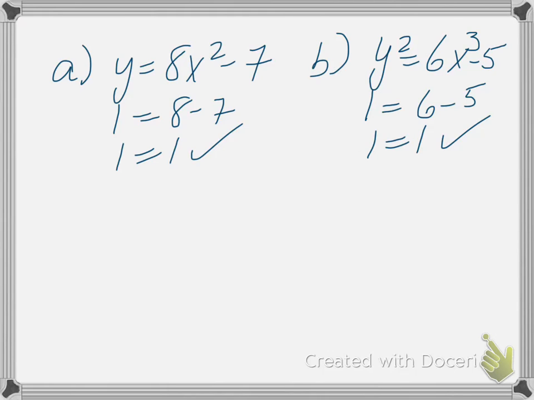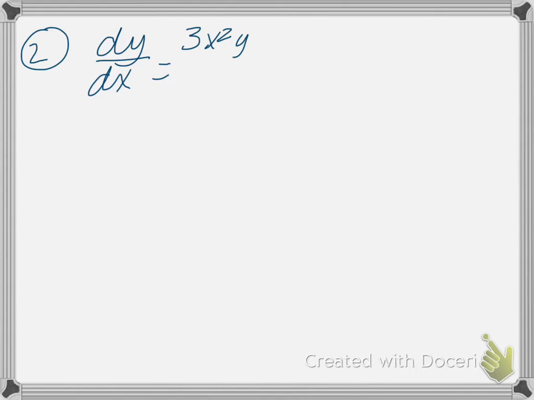Okay, so that was number 1. Let's go to number 2. So for number 2, here is the problem. So you're not given it in terms of a fraction, so I'm going to put it over 1. I'm going to cross multiply, keeping dy on the left side.